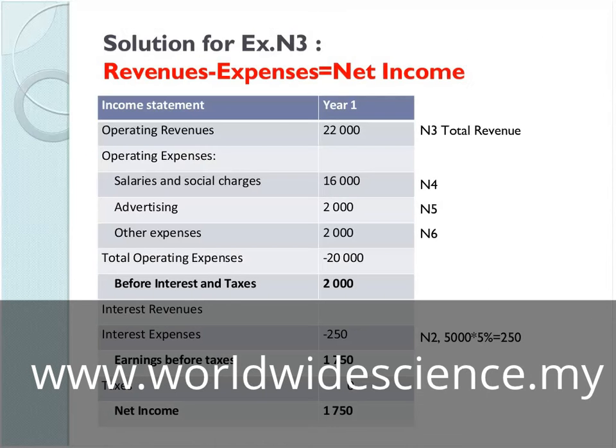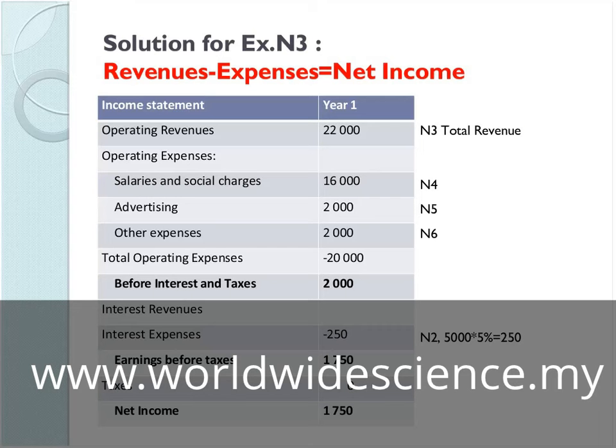So let's see the solution. So here is the solution for exercise number 3. There's given to you the formula for income statement. As you remember, the revenues minus expenses equal to net income. So you must always remember. This is a short formula. If you remember this formula, you can easily prepare the income statement. Here is given first, operating revenues 22,000. You see I have given to you just as additional information notes.